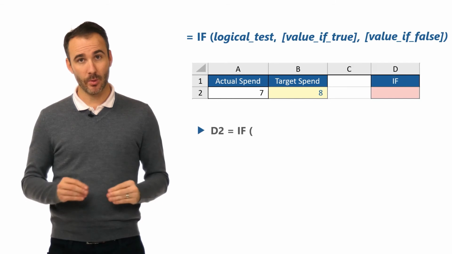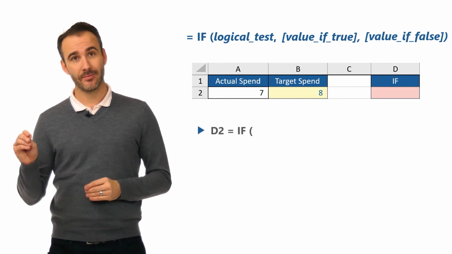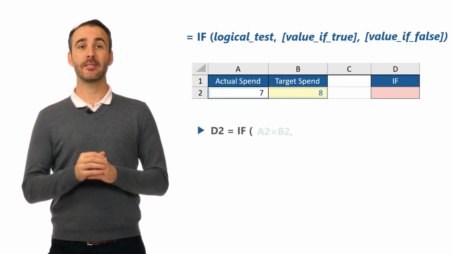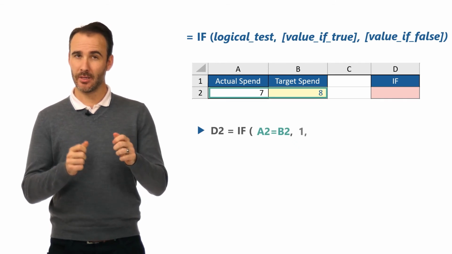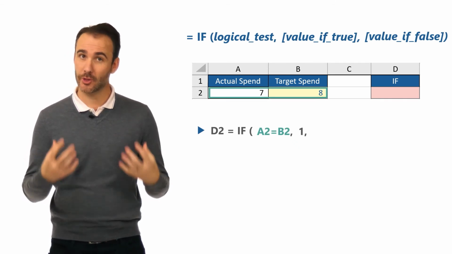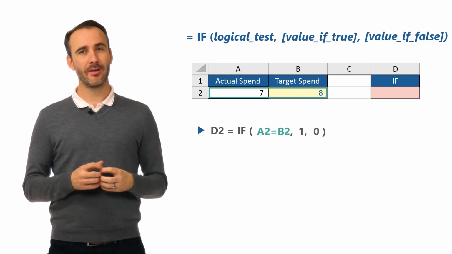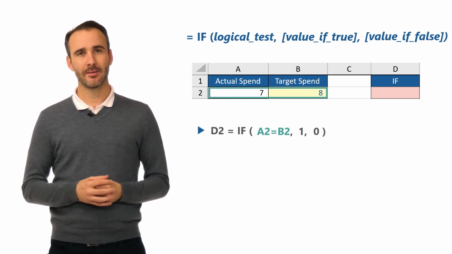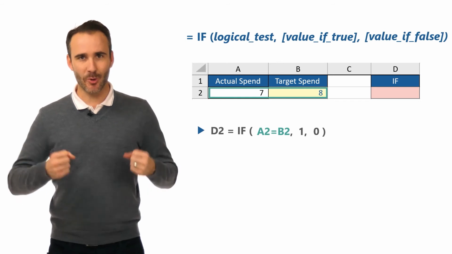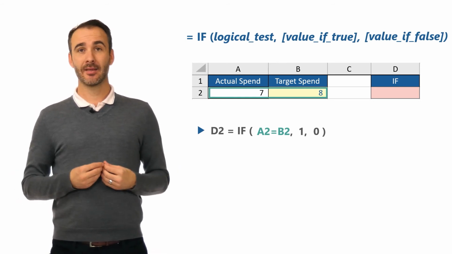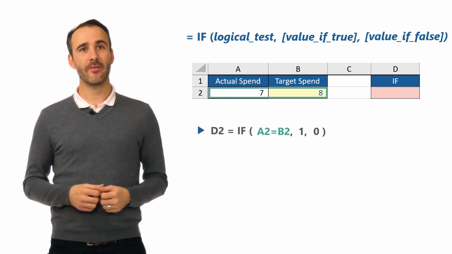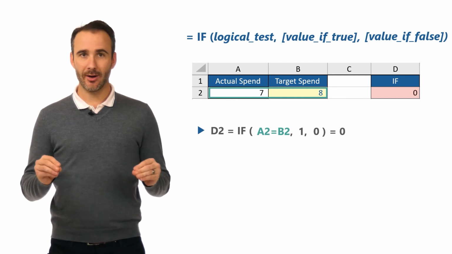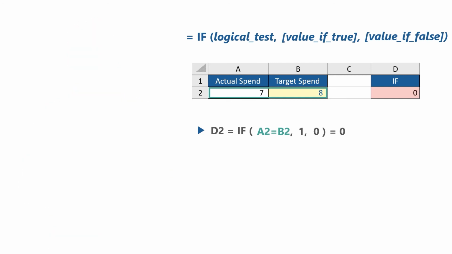So with our example, we would write IF, open parentheses, A2 equals B2, comma 1, that's the value if it's true, comma 0, the value if it's false. And A2 doesn't equal B2, so this logical test yields false, and the value if false, or 0, is the output. It's as simple as that, and we will do this many times throughout the course.